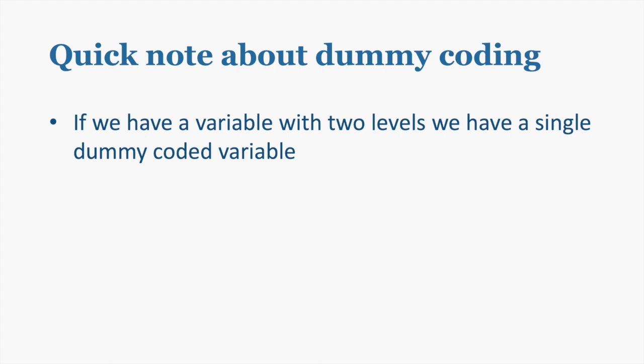So a quick note about dummy coding. If we have a variable with 2 levels, we have a single dummy coded variable. In the sex example, we have 2 levels, and all we had was 1 variable, and it was female. And so if the person was female, they got a 1. If they weren't, they got a 0. So it's just 1 variable.